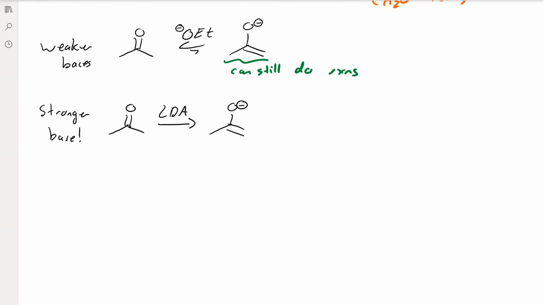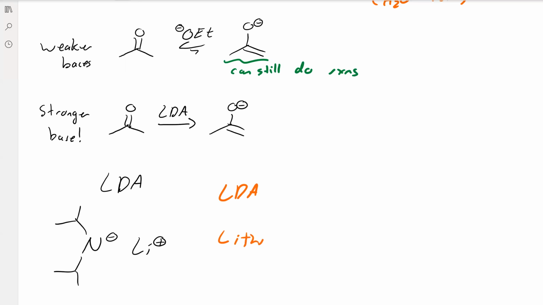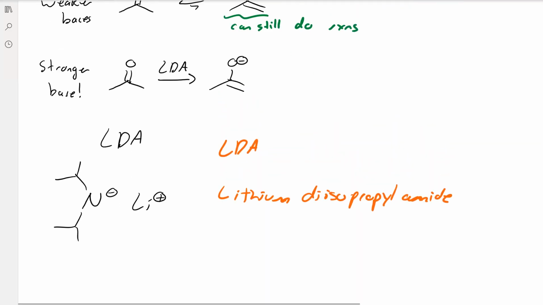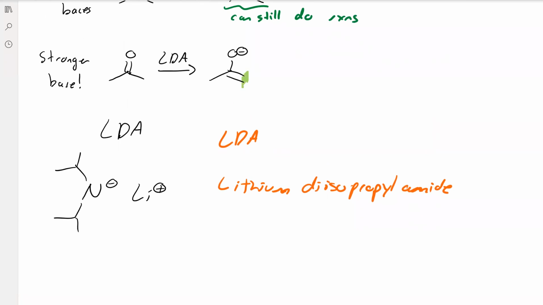The most commonly used strong base is LDA, which looks like this. Nitrogen with two isopropyls, a negative charge, and then a lithium just as a counter charge. So LDA, lithium diisopropyl amide, in this case referring to that negatively charged nitrogen. And again, just like other times, that's going to be that nucleophilic carbon right there. So if we want a one-way arrow, we just have to use a stronger base.